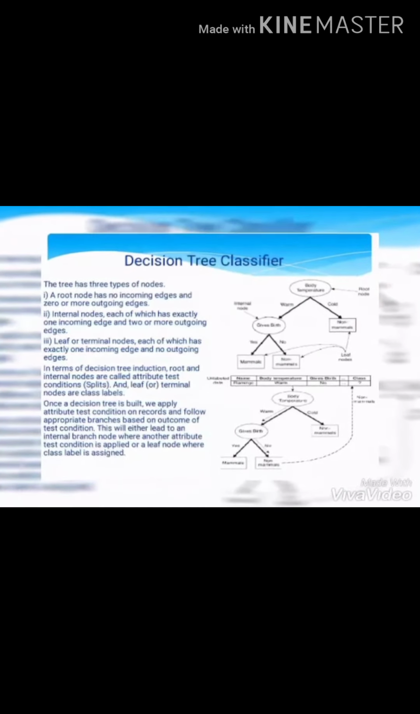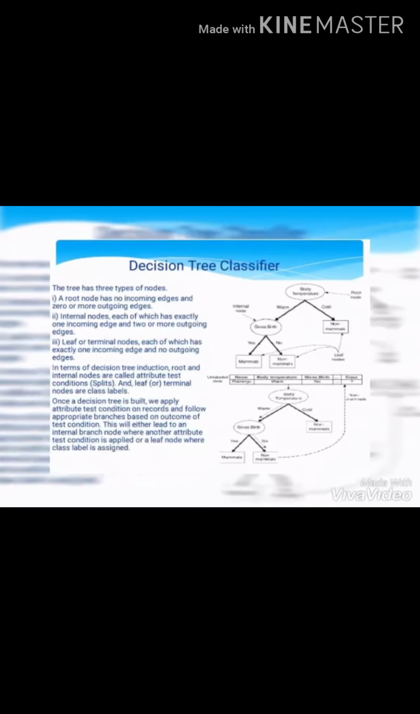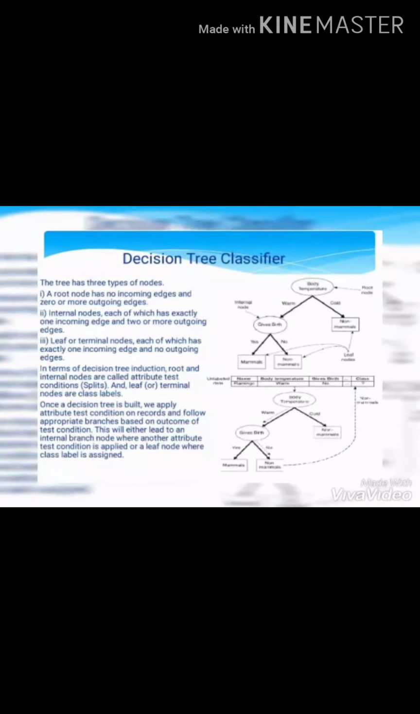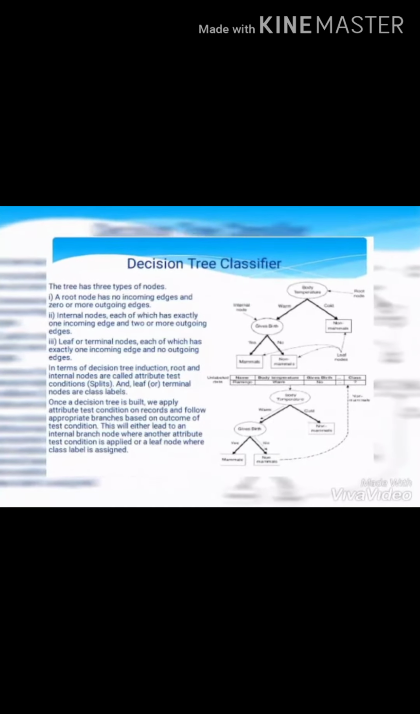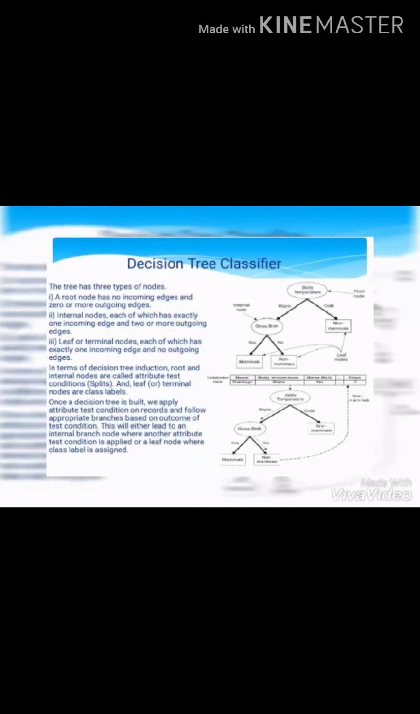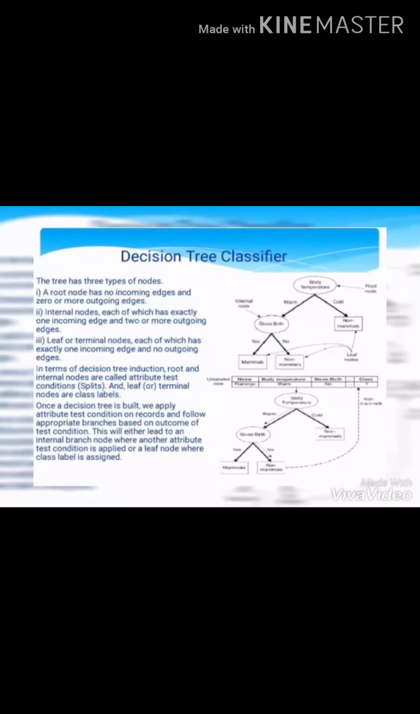In terms of decision tree induction, root and internal nodes are called attribute test conditions, and leaf or terminal nodes are called labels. Once a decision tree is built, we apply attribute test conditions on records and follow appropriate branches based on the outcome of the test condition. This will either lead to an internal node where another attribute test condition is applied, or a leaf node where a class label is assigned.